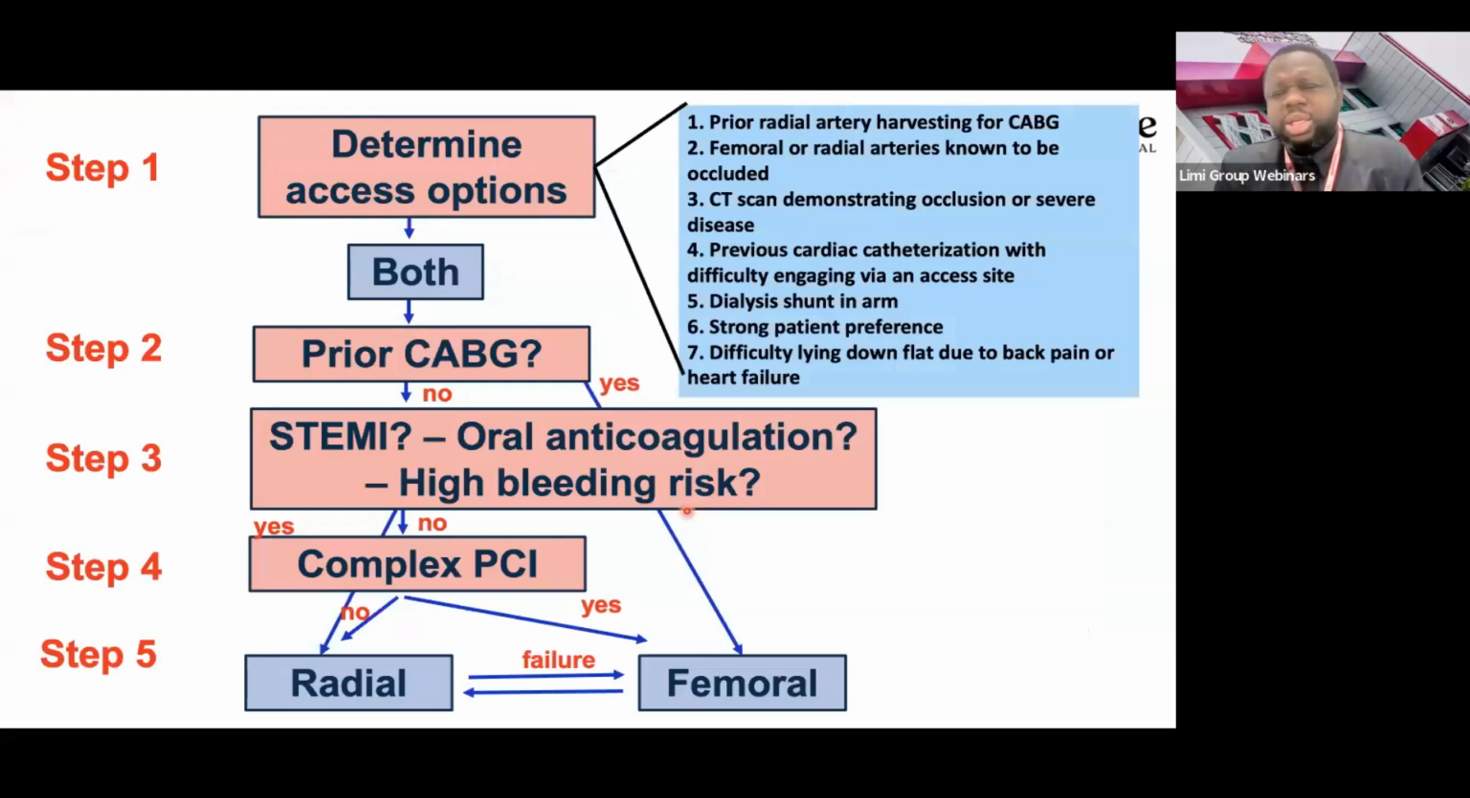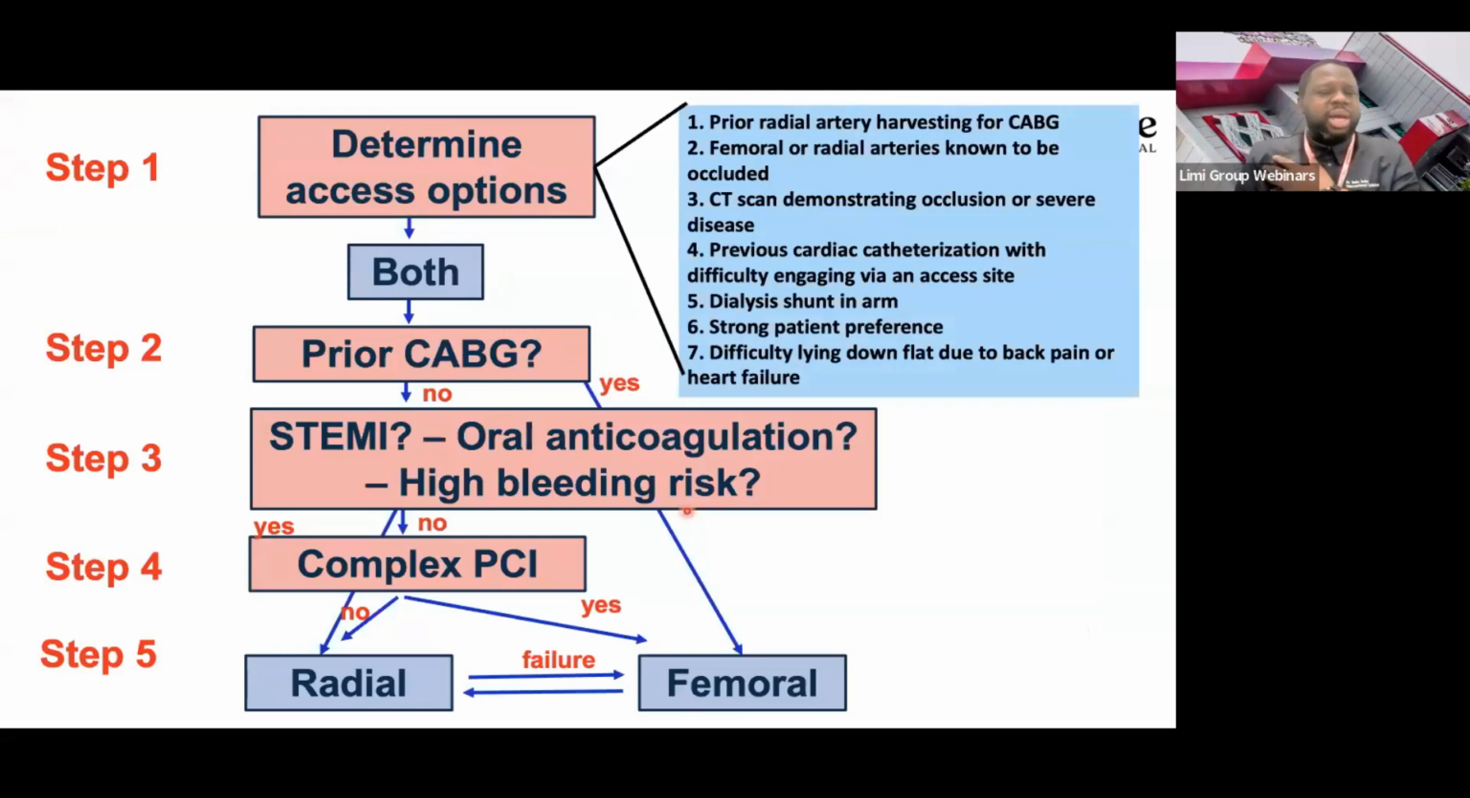So determine the access options. Everybody doing coronary angio should be able to do both, and I do both. Although we do more femoral, we do both depending on the situation. So look, is there any reason why you want to use the femoral or the radial? Sometimes patients have known femoral disease or aortoiliac disease. Maybe the patient has had a previous CT scan that showed a problem.